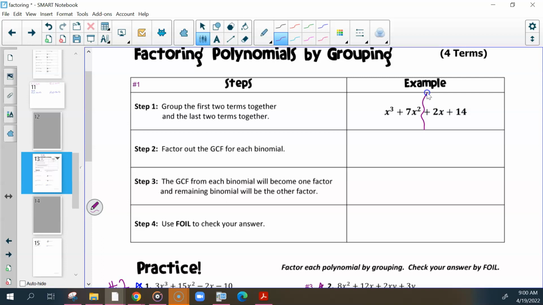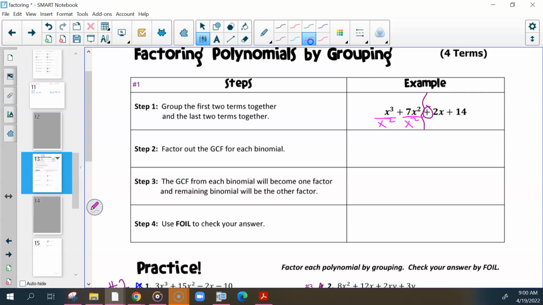But when you do this, whatever the sign is in front of the third term goes with the second set of terms. Okay. Then we're going to be looking for the GCF of both sets. So what do these 2 things have in common? X, and how many x's? 2. So that means we can divide these both by x squared.